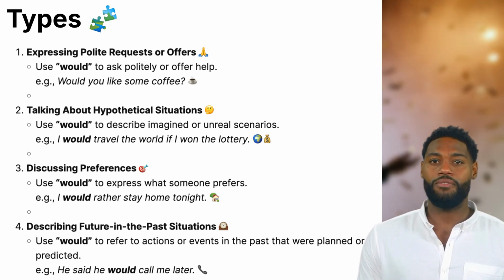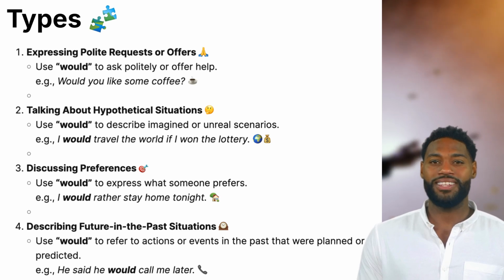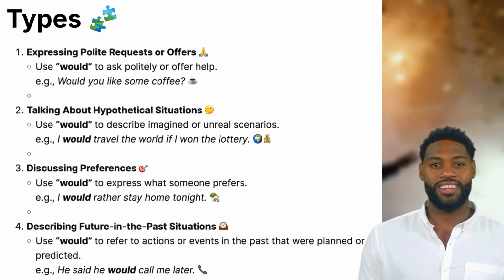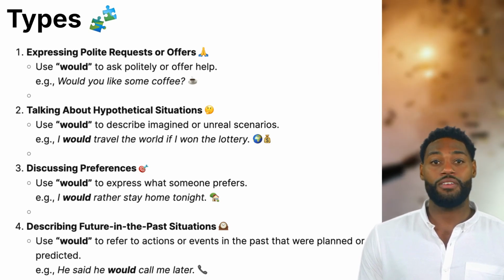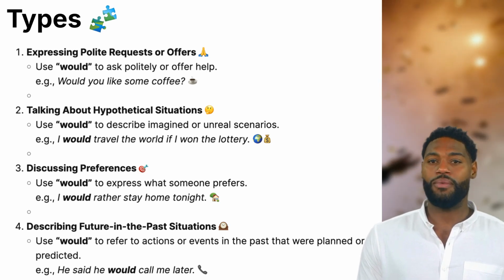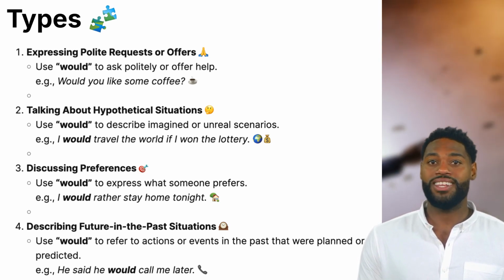4. Describing future in the past situations. Use would to talk about something that was predicted or planned in the past. Example: He said he would call me later. This means that at some point in the past, someone said they were going to call in the future. More examples: I knew she would love the movie. They promised it would help us move. This is useful when telling stories or reporting past conversations.